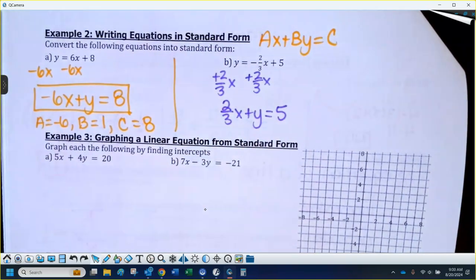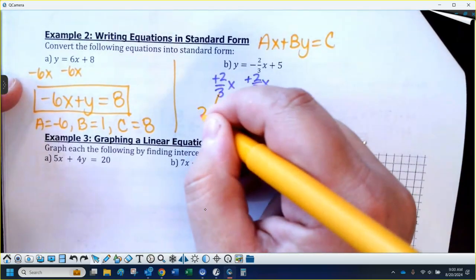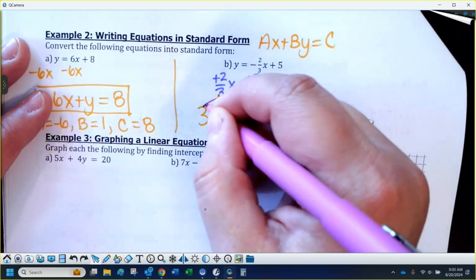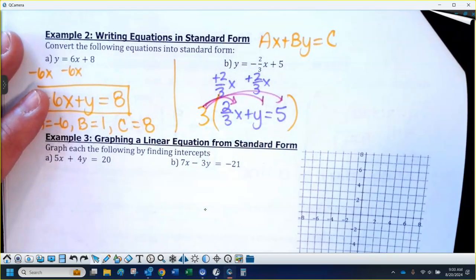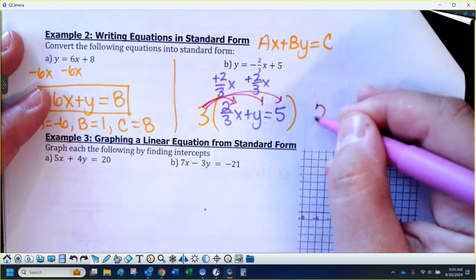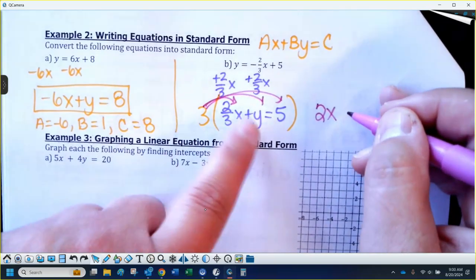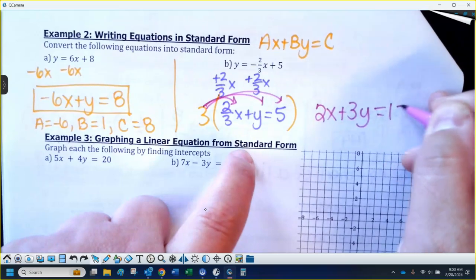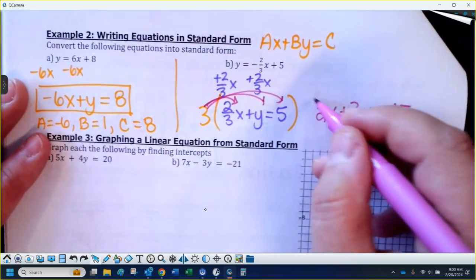Now, the only little rule here, you can't have a fraction. All you'd have to do to get rid of the fraction, just multiply everybody by the denominator. All right, so I'm just going to multiply everybody by 3. You have to do it to everything on both sides to make sure you keep the equation balanced. So on the first one, all that's going to do is cancel out the denominator. So that first term should just become 2x. Now 3 times y, so it would be plus 3y, and then 3 times 5 equals 15.